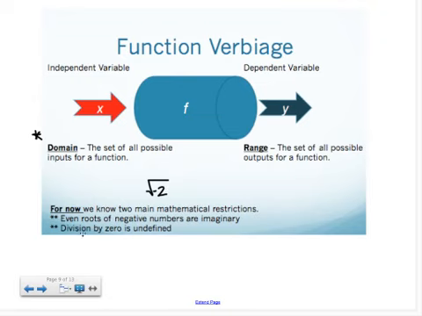And then we are not allowed to divide by 0. So those are the two restrictions we have at the moment. As the year goes on, you'll see some more restrictions added on to a function's domain. Range, unless we give you a graph, is out of our reach for now.